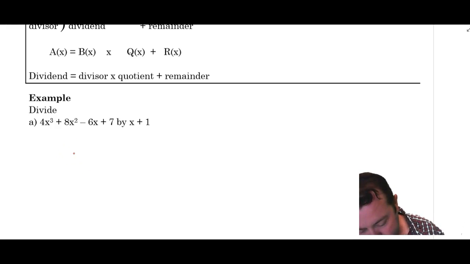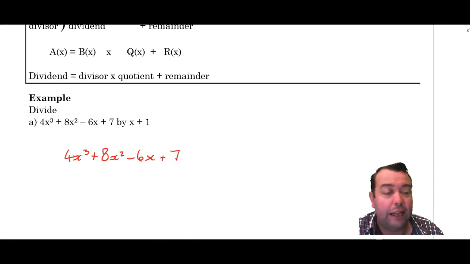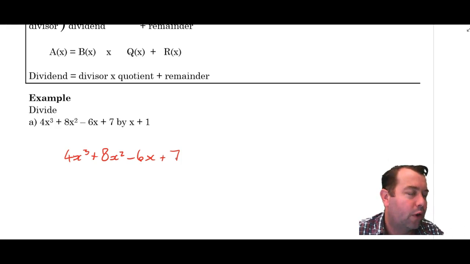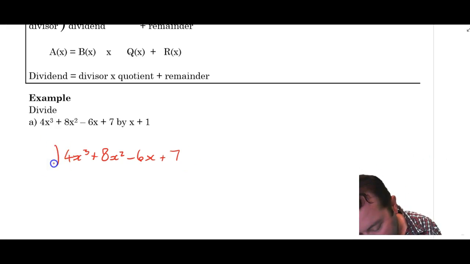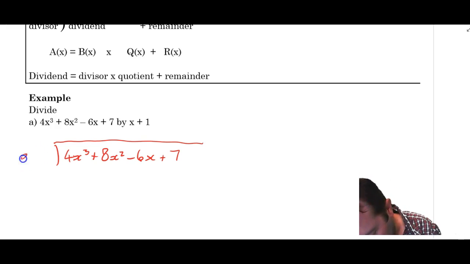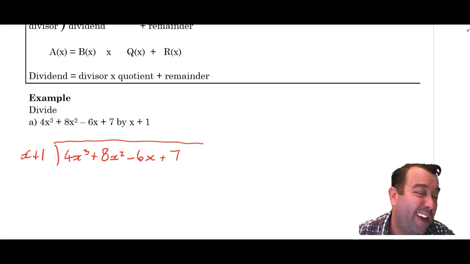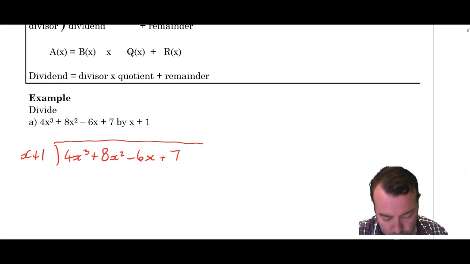So my dividend is 4x cubed plus 8x squared minus 6x plus 7. Something to watch out for is where I have a term with coefficient 0, a sort of missing term in the pattern. Here I've got a cubed, squared, power of 1 and a constant. That's fine, but we've got to be careful with our working where we don't. And I'm going to divide that by x plus 1. Why might we do this? Well, it certainly helps us factorize polynomials, is one of the options.